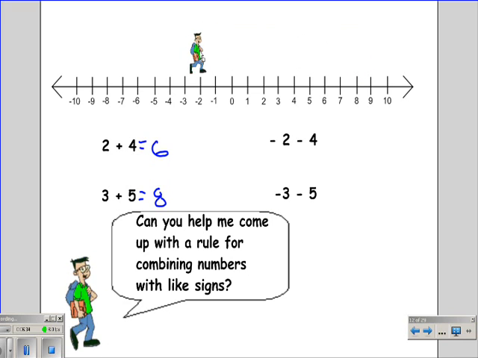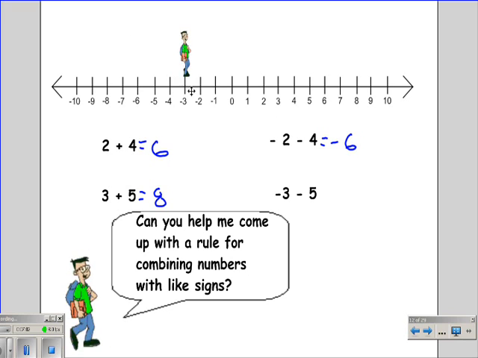Negative 2 minus 4 means I start at negative 2. And the minus sign means the opposite, so I'm going to be moving in the left direction. I'm going to be moving in that direction a total of 4 places. So Larry's going to do a little moonwalk here. 1, 2, 3, 4, and he ends up at negative 6. So negative 2 minus 4 is negative 6.